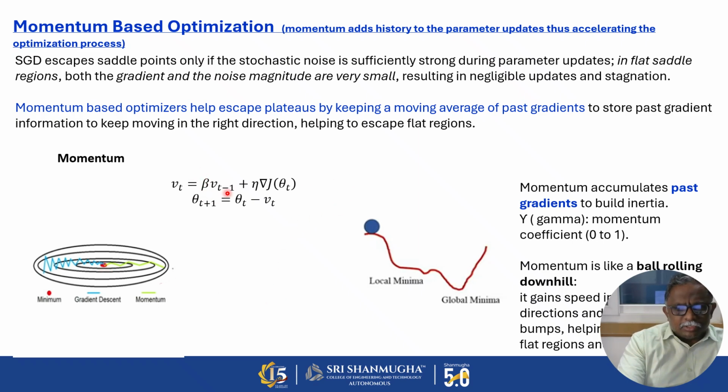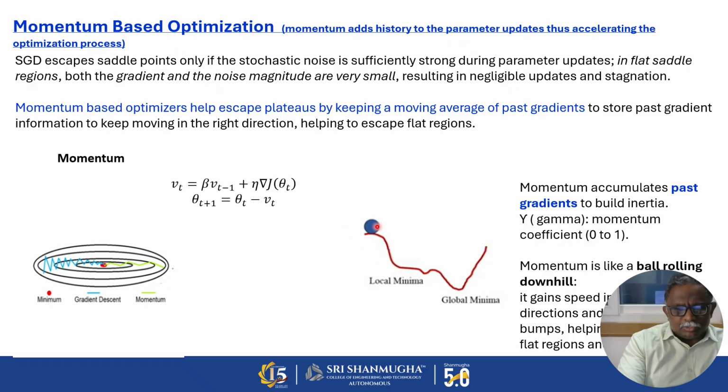Okay, so what we are doing here is updating. We use the momentum coefficient that varies from 0 to 1, and this is v t minus 1. This is the previous value we consider over here. This is the velocity term, and it will be added before going for the updates.